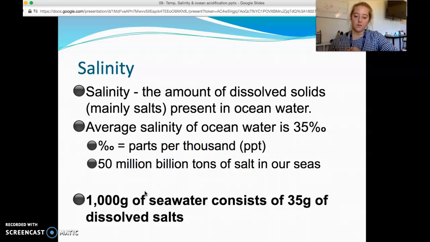So 1,000 grams of salt water consists of 35 grams of dissolved salts. That's just some quick math for you based on the percentages. What that means to me and you is that's why when we get ocean water in our mouth, it tastes salty.